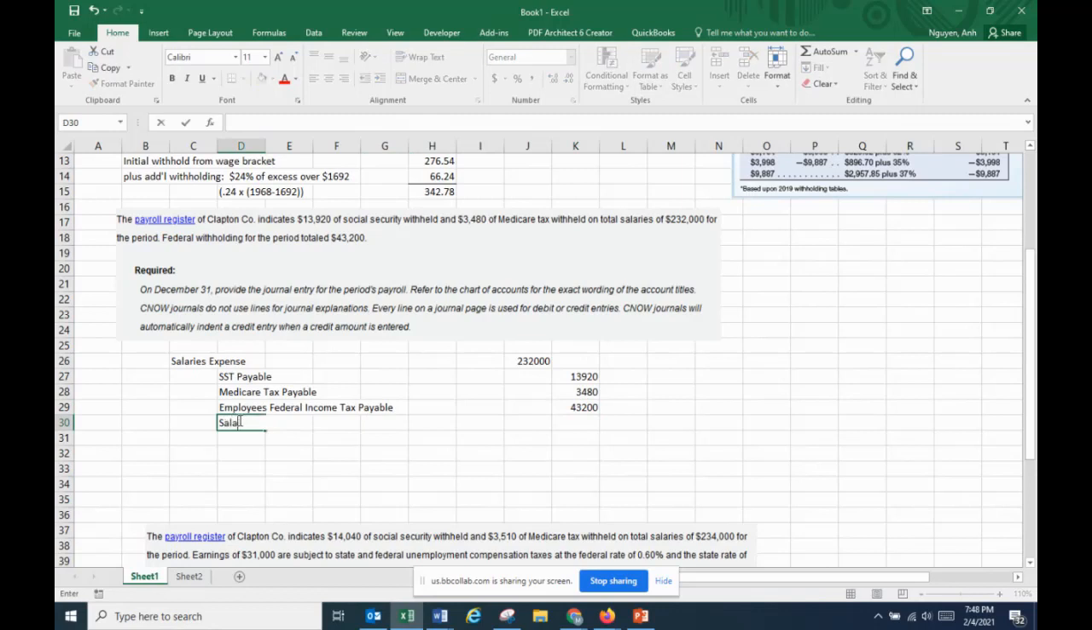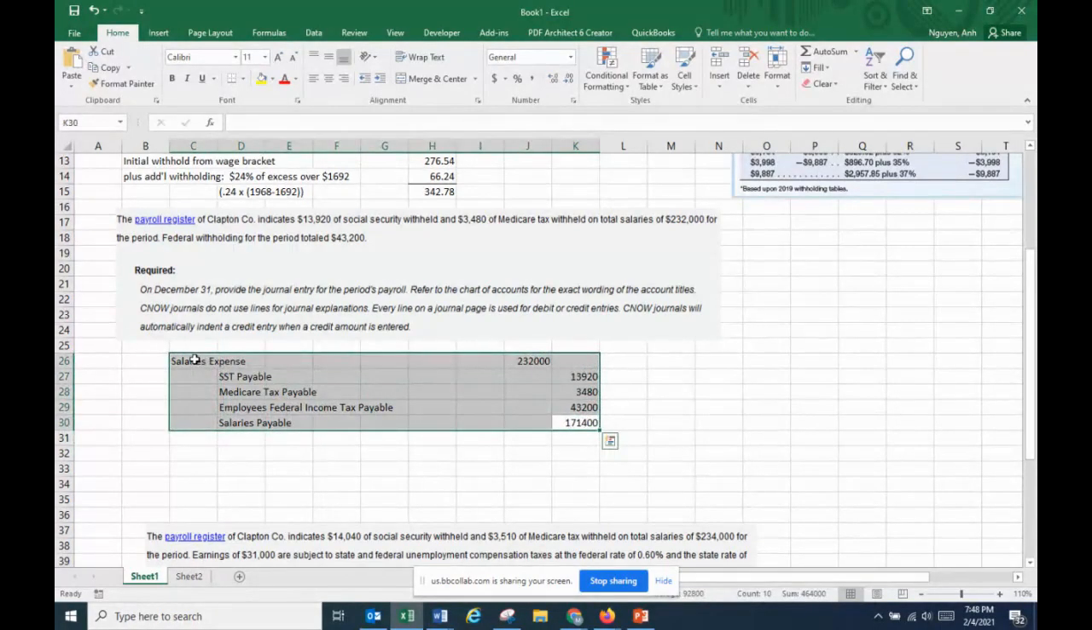What's the last line here? Anyone remember? Salaries payable, yes, Nathan, thank you. And that's just the difference: this minus this, and you have 171,400. That's how you do this journal entry.